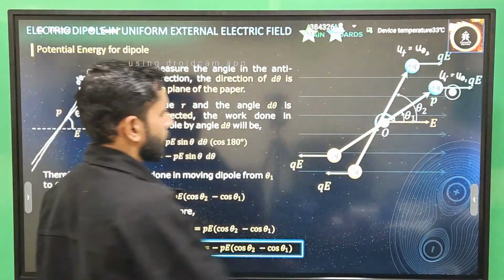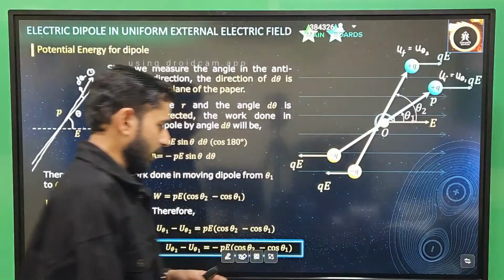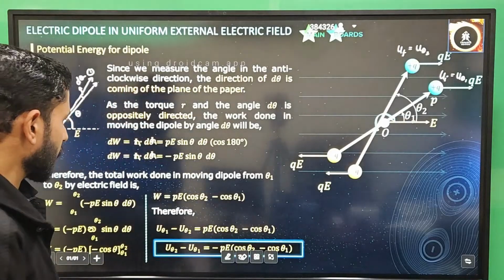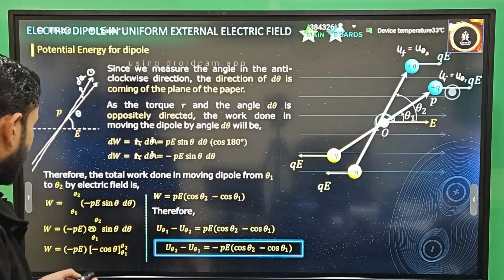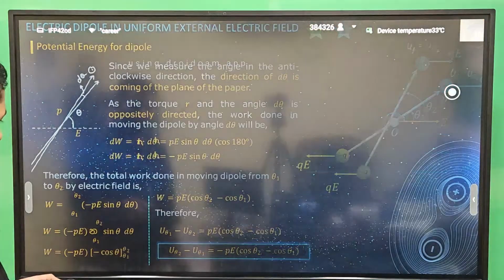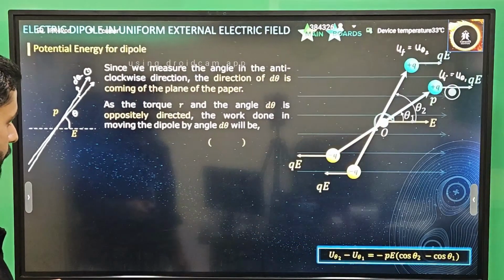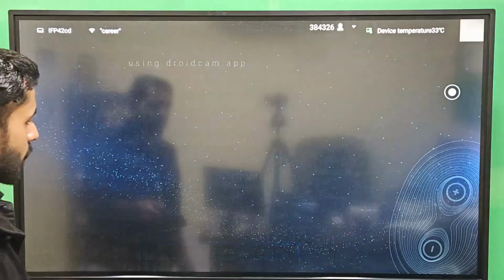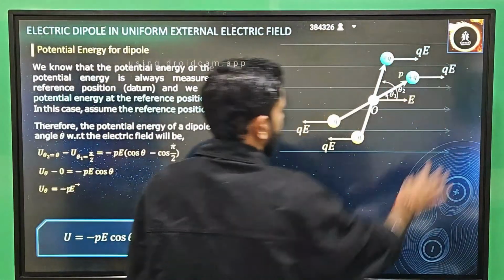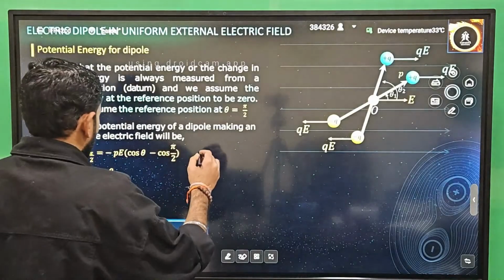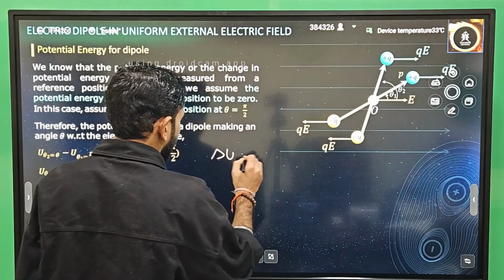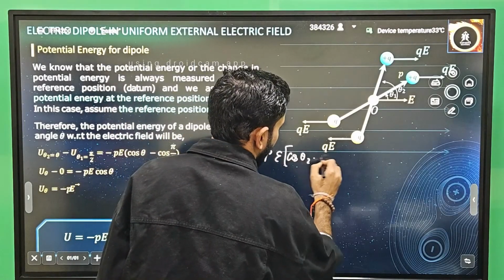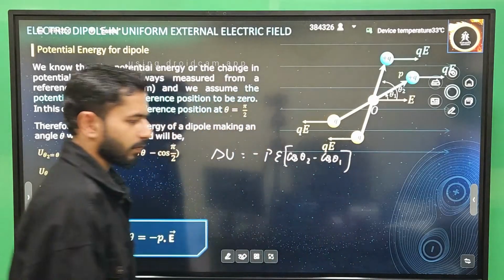Now for defining, you remember for the last case of potential energy we require some reference value also to define potential energy. So what is that reference value we are going to take? Now see, what is the reference value we are going to take? I will say what is my change in potential energy? It is equal to minus of pE times cos of theta 2 minus cos of theta 1. This is the result that we have derived.